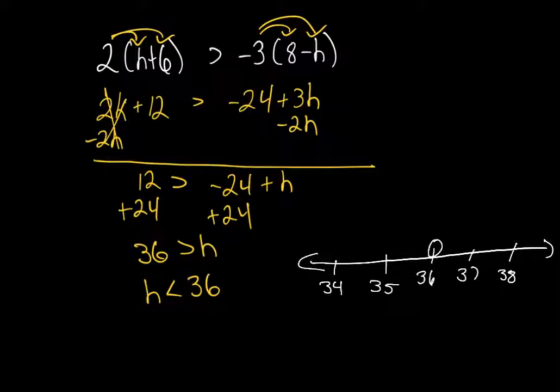Open circle at 36 and all the numbers less than 36. And there you go. We've done what we needed to do. Now we finally reached the last thing that we're going to be covering today. These are two special situations. One, we're going to call empty sets, and the other one, we're going to call all reals. I'm going to give you one example of each.